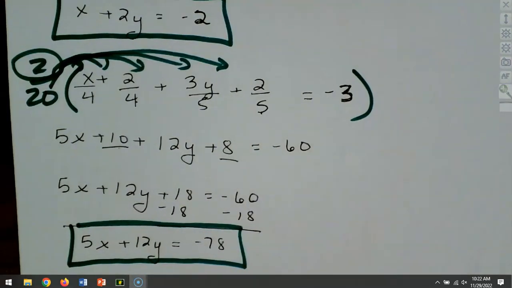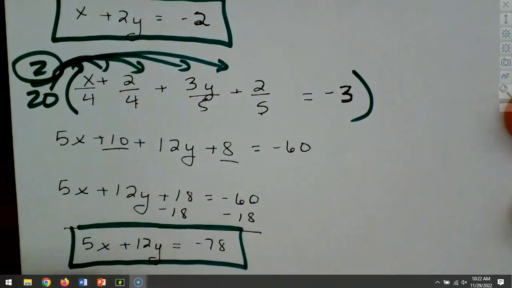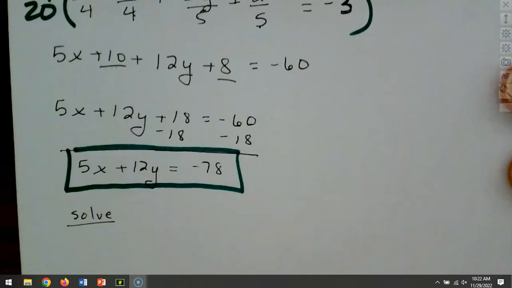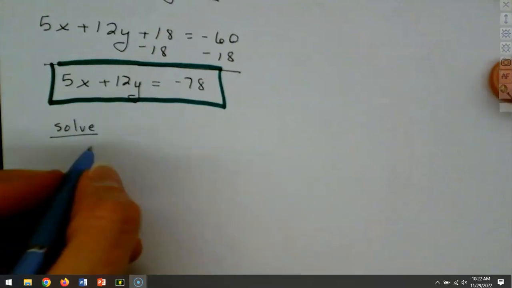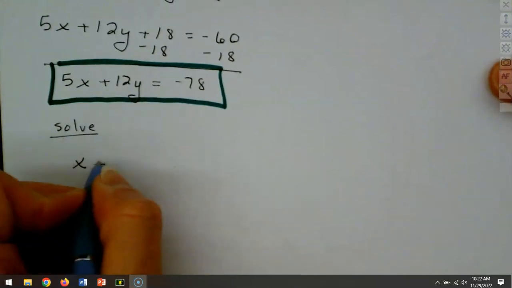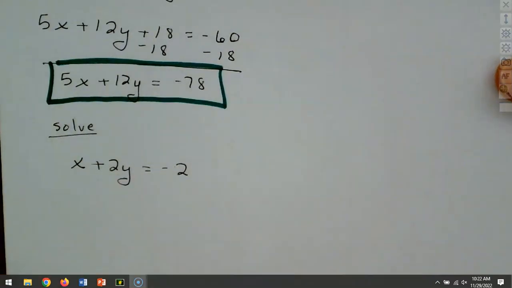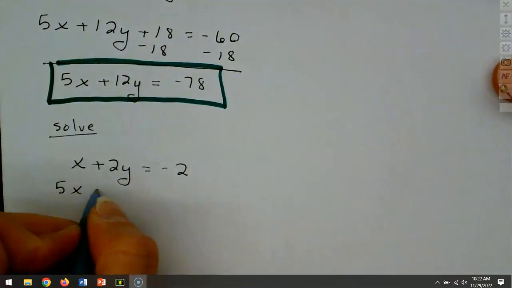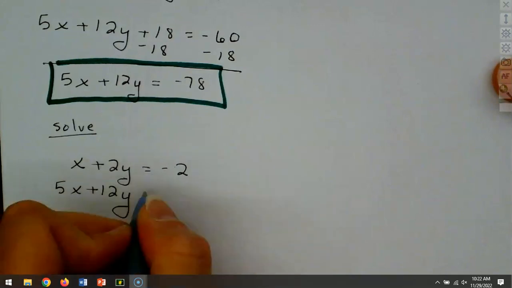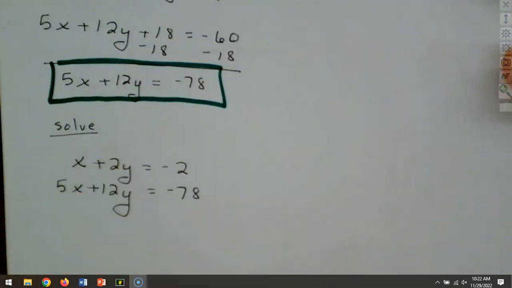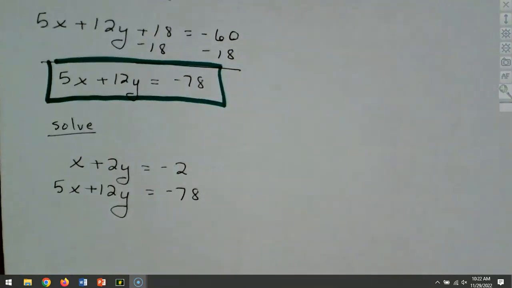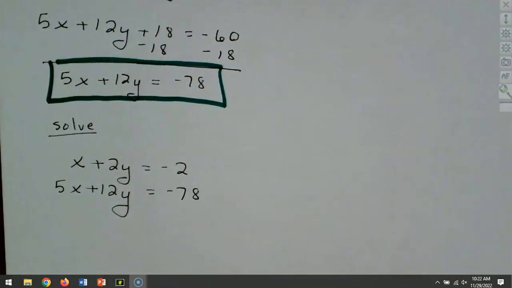Now we've got our two equations. Now we're on the right track, so now we solve. Okay, so let's write up our two equations and solve them. So x plus 2y equals a negative 2, and 5x plus 12y equals a negative 78. So I need to solve this. Okay, so what am I going to do?